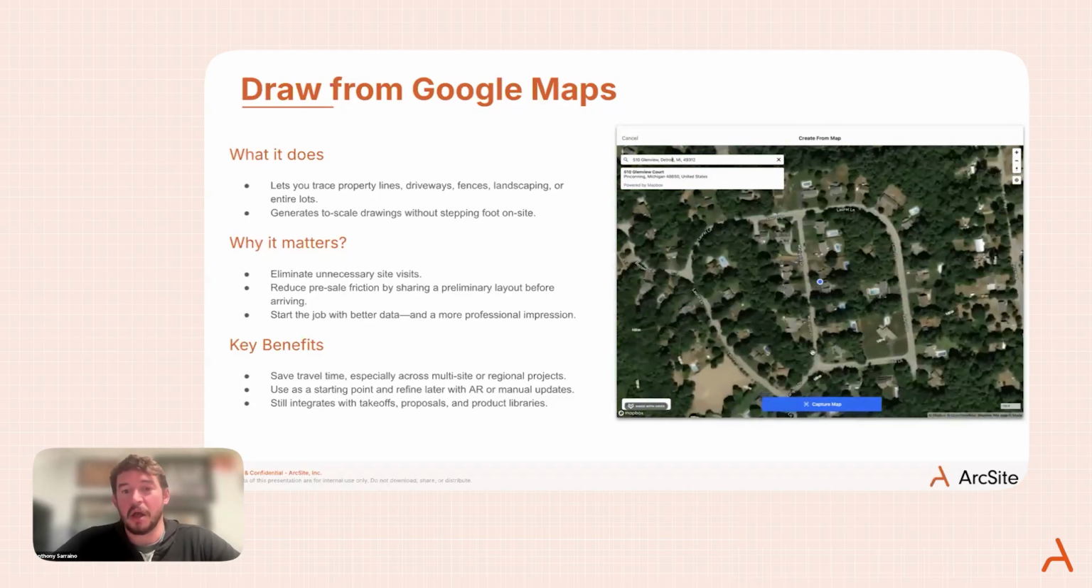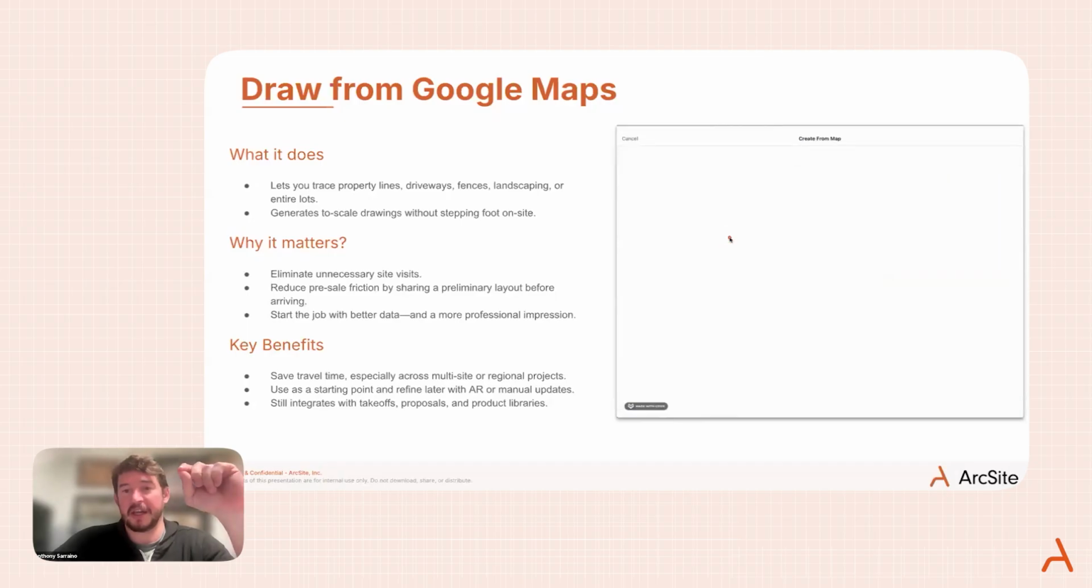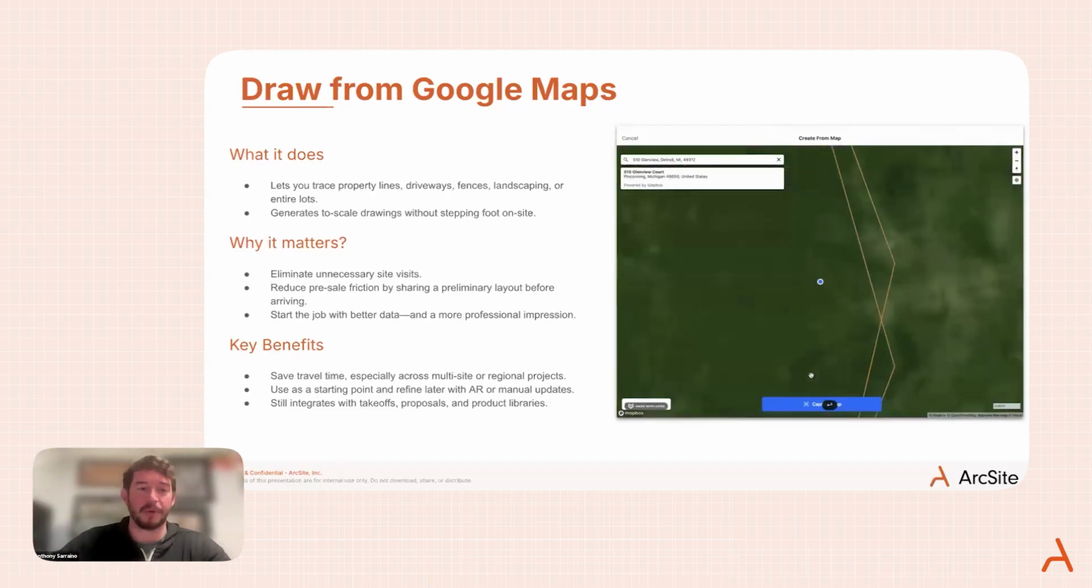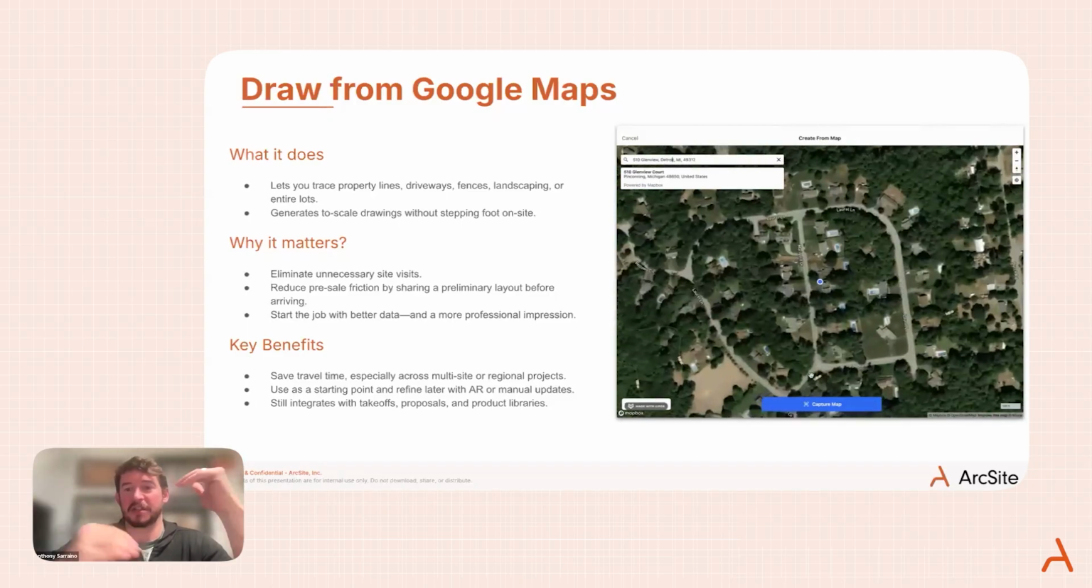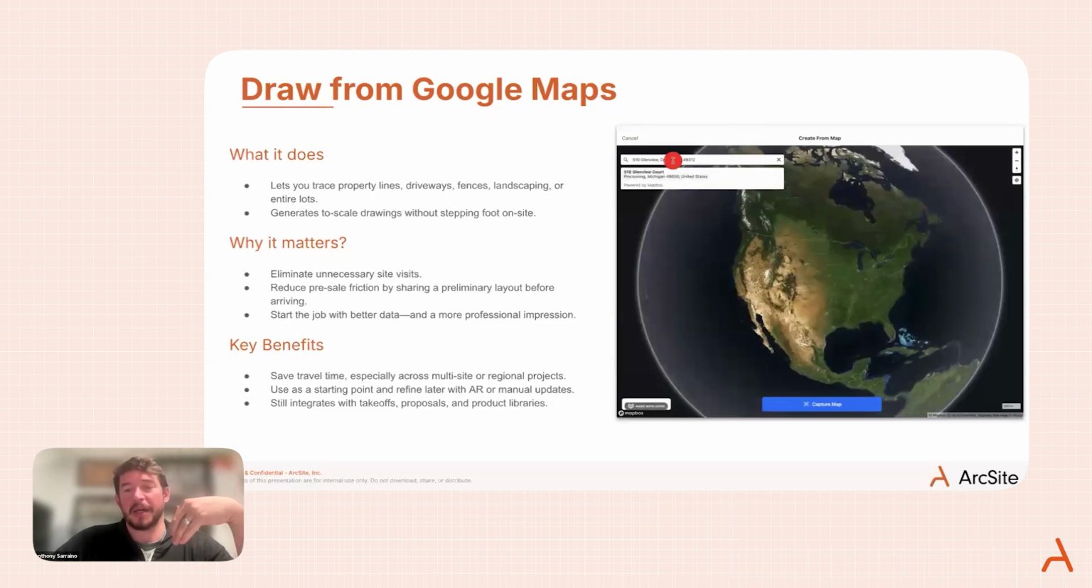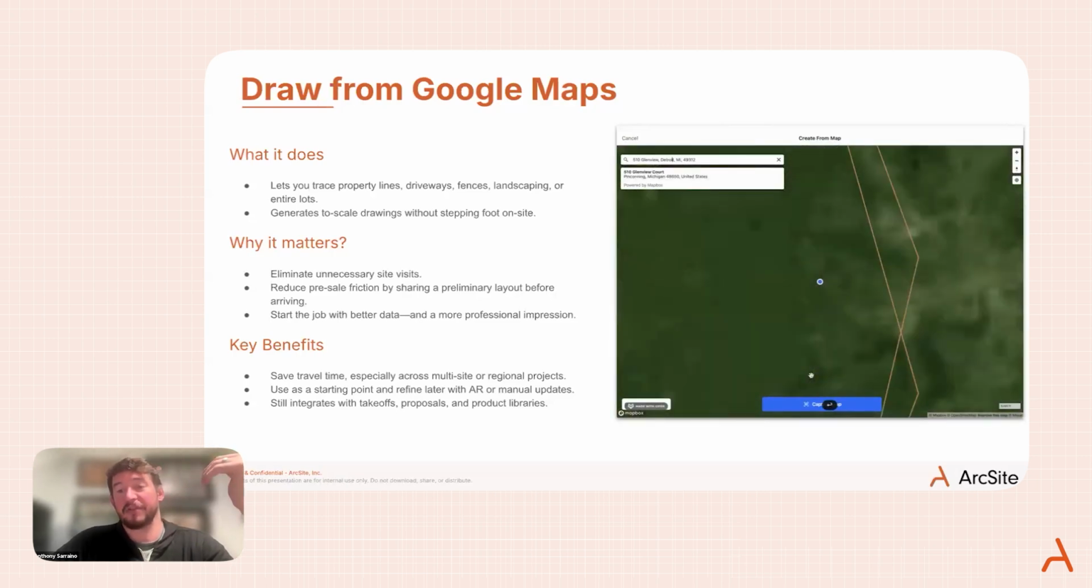So there's a nice little toggle on the left hand so that everything you do is going to be to scale. The measurements won't be way off. Everything's going to be to scale to the actual size of the property. So again, this is eliminating unnecessary site visits. It's allowing you to not have to go site to site.